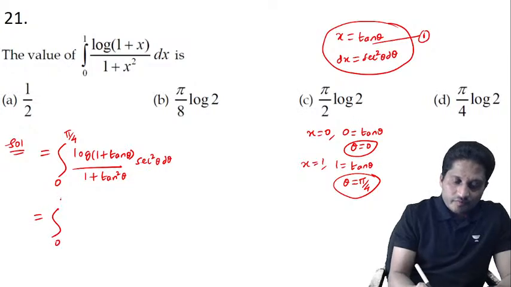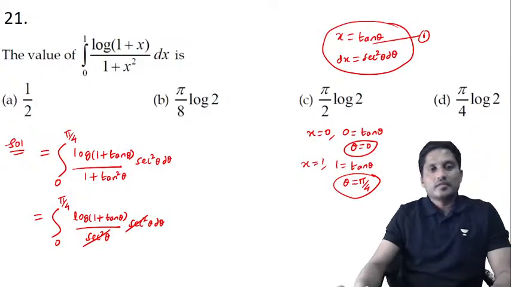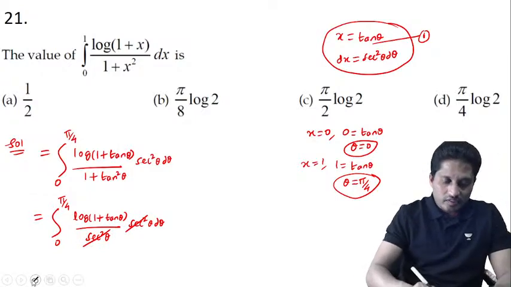Integration 0 to pi by 4, and then you get log of 1 plus tan theta. 1 plus tan square theta is sec square theta, and dx will be equal to sec square theta d theta. This will cancel. Alright, now it's a standard result, guys.